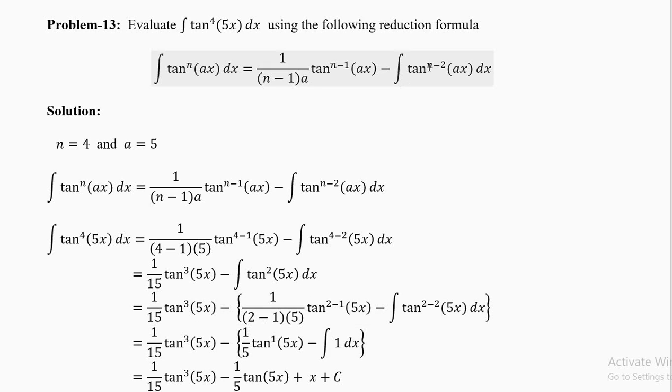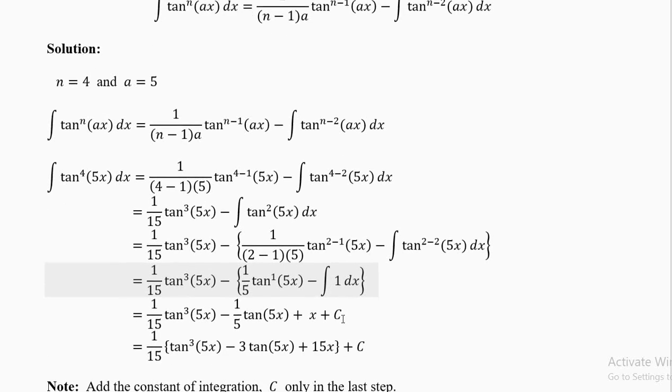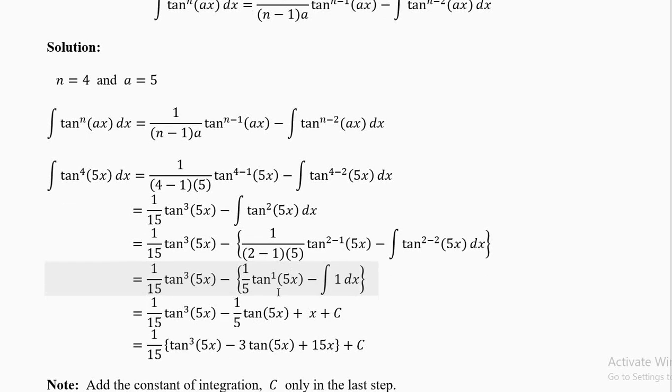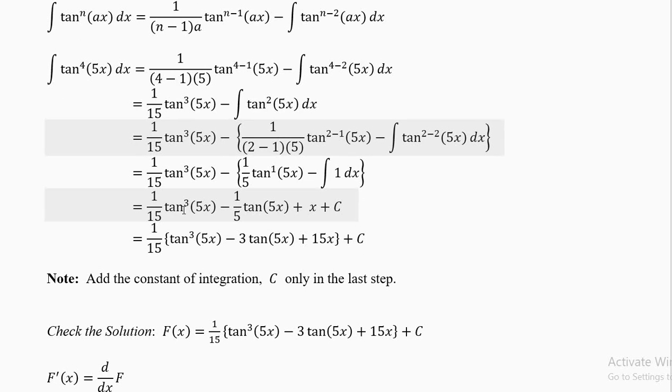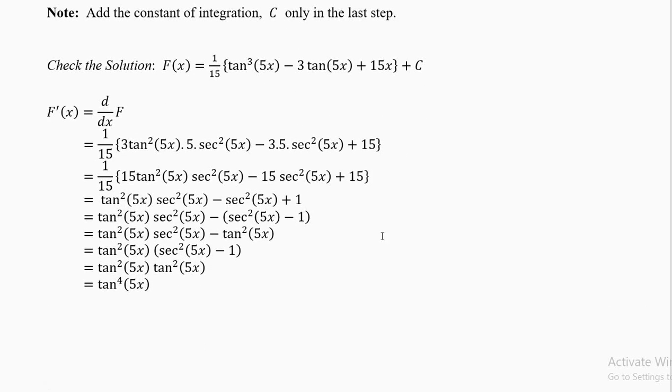Minus integration of tan power n minus 2. 2 minus 2 is 0. So you'll get 1, integration of 1 is x. So inside the bracket you have this minus into this minus is plus. You'll have tan cube over 15, tan 5x over 5 plus x plus c. You take 1 over 15 common, you'll get tan cube minus 3 tan plus 15x plus c. And inside the tangent you'll have 5x. That is not going to change. Then you can check your answer by differentiation and with some algebra. And you'll need some trigonometric identities to execute the differentiation completely.